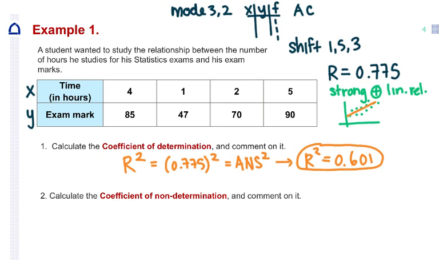But if we're going to comment on it, we should write a whole sentence, and that is, we turn it into a percentage, and we say 60.1% of the variation in the exam mark, so we can just shorten it and say, of the exam mark is explained by, I guess this is the study time.